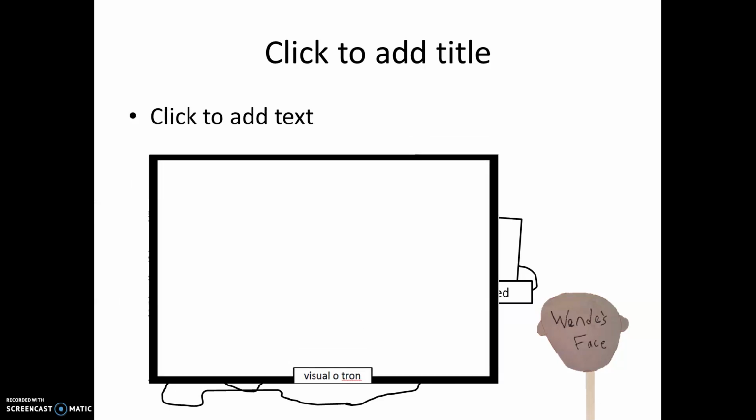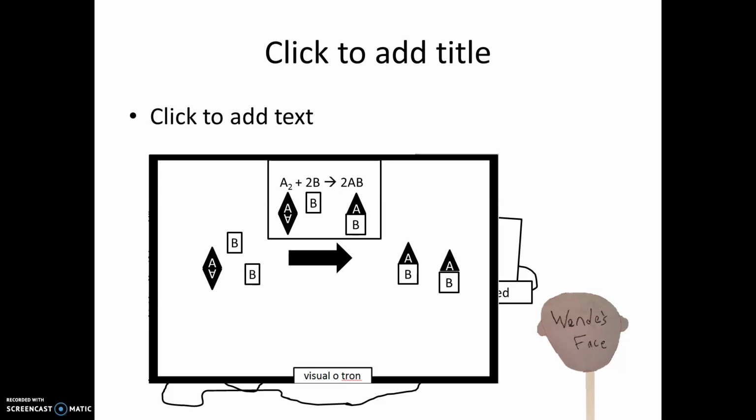Here is a visual of that generic chemical equation you just saw. As you can see, the A's are bonded together in a molecule while the B's are separate. The AB molecules are together, and there's two of them, as indicated by the coefficient.